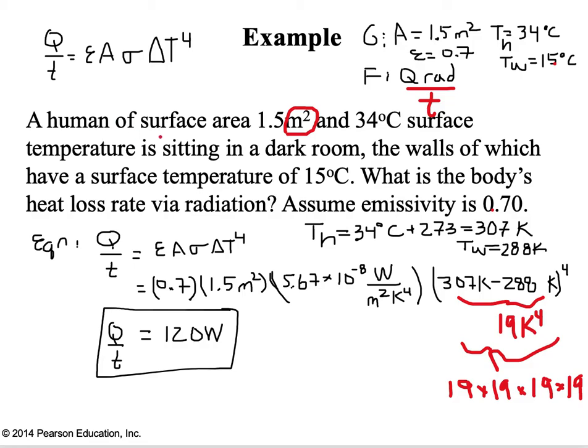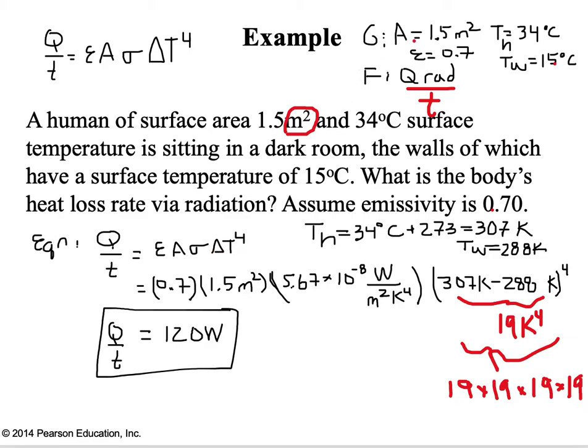A human of surface area 1.5 meters squared and 34 degrees Celsius is sitting in a dark room, the walls of which have a surface temperature of 15 degrees Celsius. What is the body's heat loss rate via radiation? Assume an emissivity of 0.7. So we're going to use this equation: Q over t equals the emissivity times the area times sigma times delta T to the fourth.